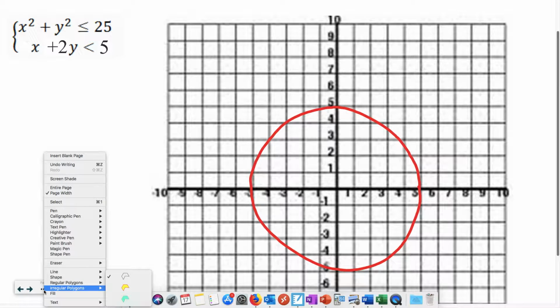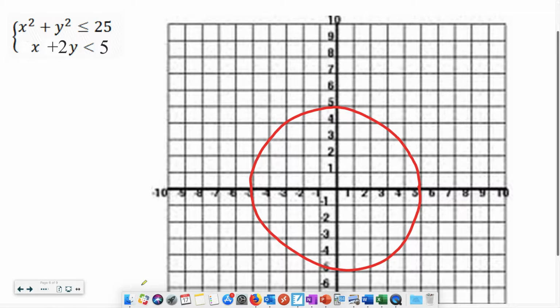Your inequality. Okay, let's pick a point. What would be a fun point to pick? (0, 0). 0 sounds great. If we plug in (0, 0), does it satisfy our inequality? 0 squared plus 0 squared is less than or equal to 25.